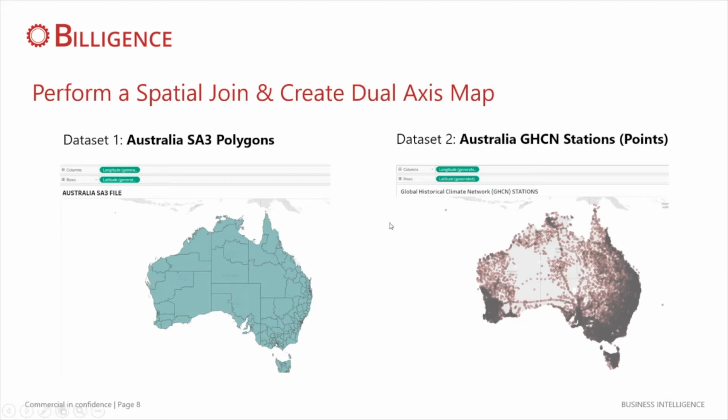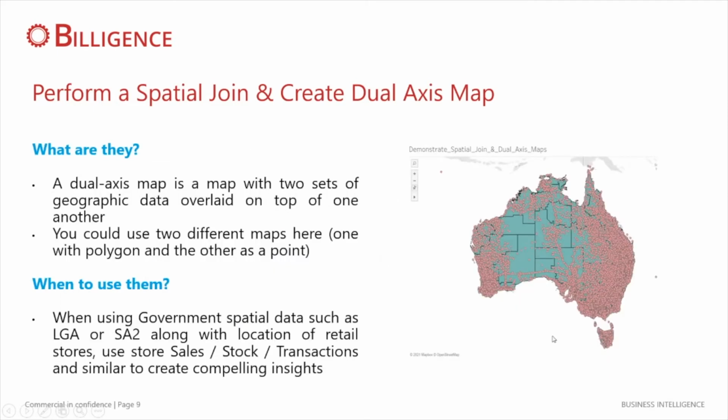In the first instance, we saw SA3 polygons, and it's basically a shapefile that we have loaded on top of Tableau. The second one is Australia Global Historical Climate Network Stations, and we did see that we have data representing the whole world, I would say. And let's aim for something quite big here. So let's say we want to achieve this particular map. Okay, what is this map? It's a dual axis map. It has two sets of geographic data overlaid on top of each other. Essentially, we are talking about polygons and points. So we saw polygons in the background before, and now we're having points.